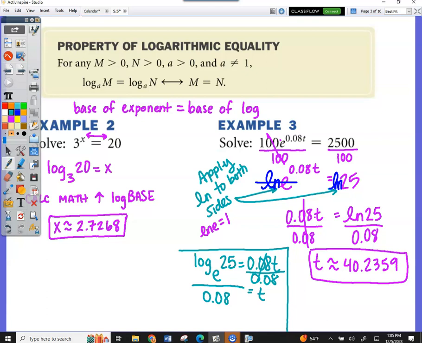Purple technique is applying ln to both sides, so the ln of e will cancel. The teal technique is taking the e exponential expression and switching it to log base e, and then typing it in the calculator. The good news is it does not matter which technique you use. So find one you like and stick with it.